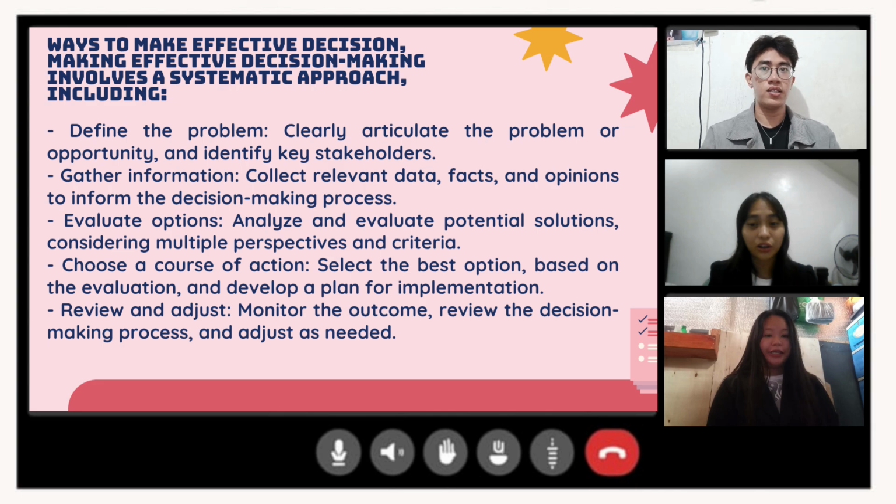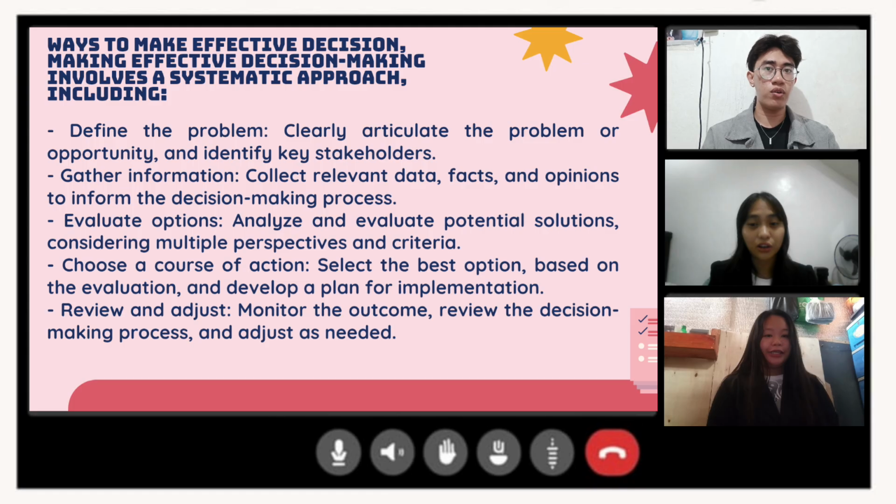Number 4 is choose course of action. So, once na assess na lahat ng options, ang next step is pumili ng the best na naka-base sa evaluation. The selected solution should align with the goal and be realistic in terms of time, cost, and resources. It is also important na makapag-develop ka ng plan na nag-outline kung paano mo ie-execute yung decision, kung sino yung magiging responsible, and pati na yung timeline nito.